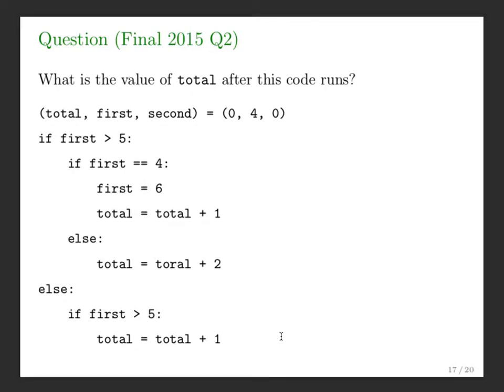Okay, first, second, total, first and second. We're just going to go through here and evaluate this as the computer. So if 4 is greater than 5, this is false, so this gets skipped. So we go into the else statement. Which means all of this was skipped, which means total is 0. A+ for you, sir. You may leave. Total is 0.